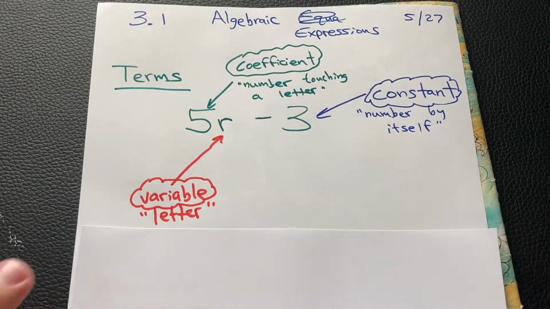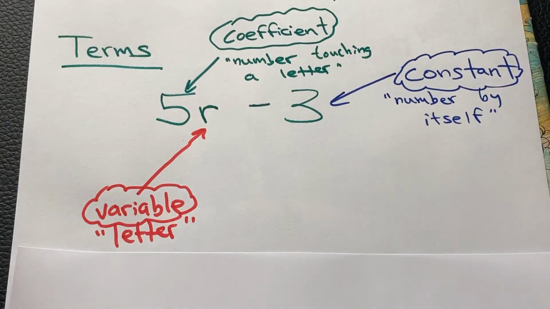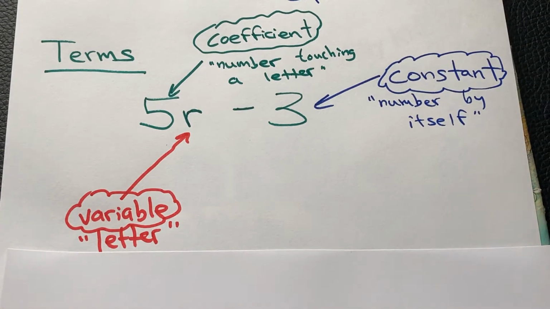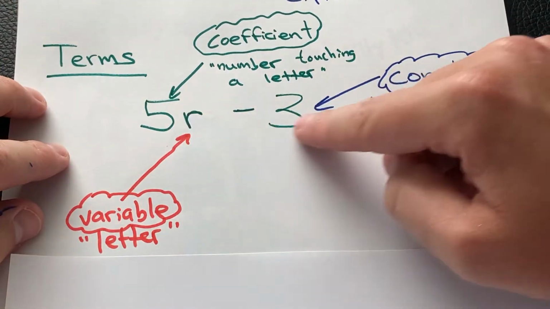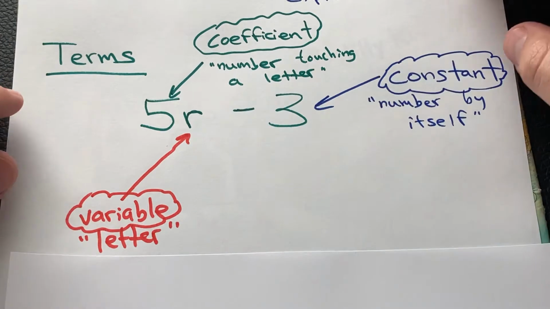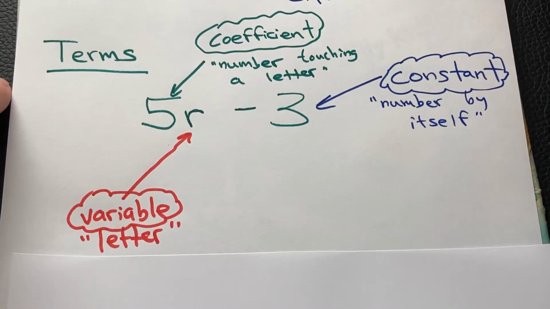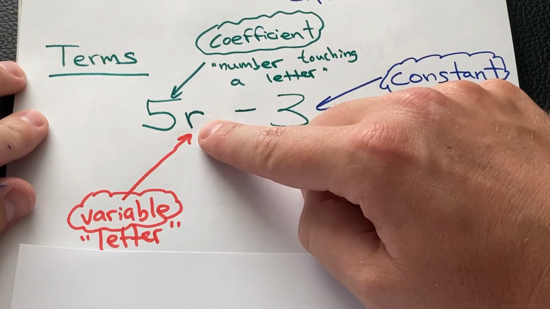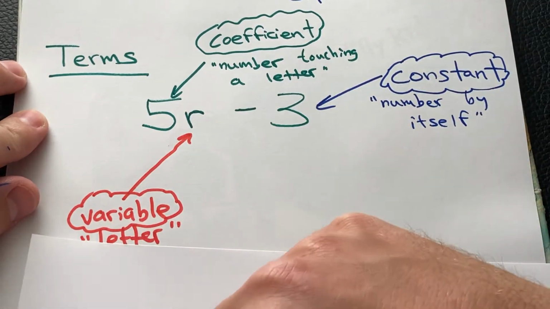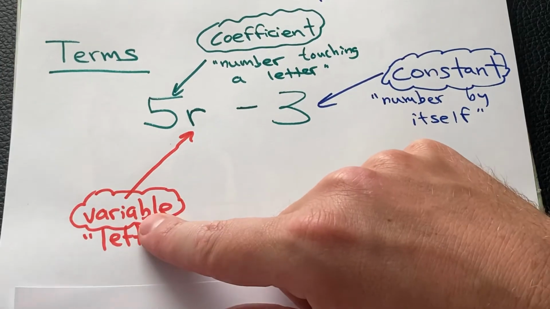The first thing that you need to know are the terms. You're going to get in your work today an expression. Remember, an expression is different from an equation because an expression does not have an equal sign. If it had an equal sign, it would be called an equation. The first thing you're going to need to do is identify the terms. The letter in math, this is the letter R. In math, we call the letter a variable. This should sound familiar. This is a review lesson.